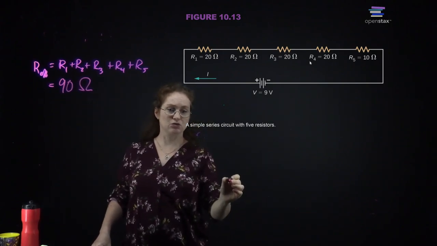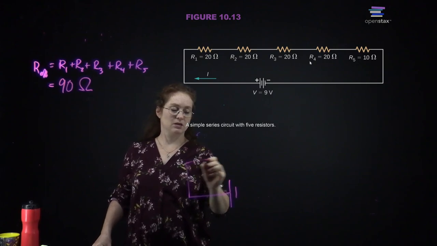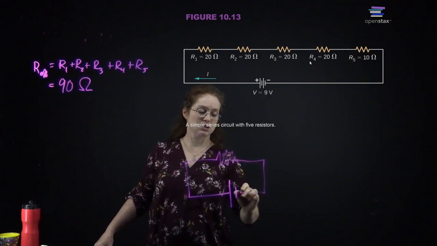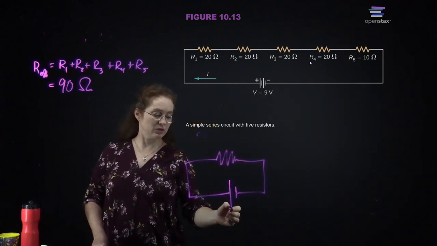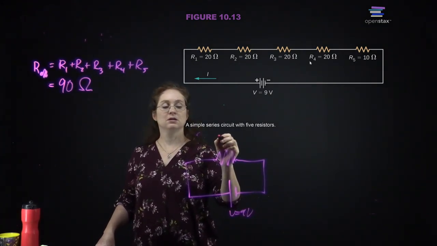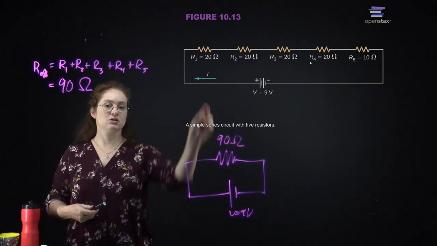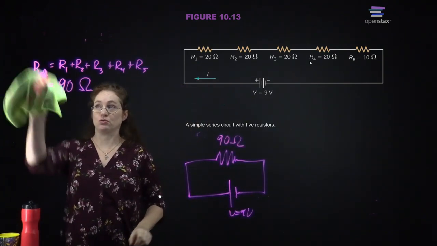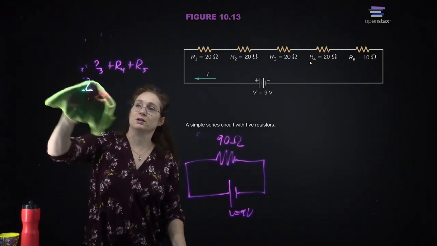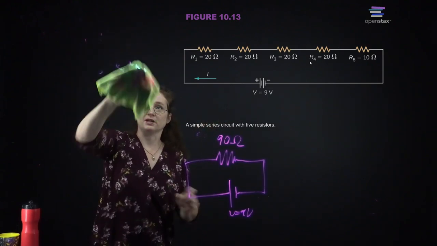And then I can redraw this. Remember, I am lazy, so I usually do not draw the more elaborate voltage source. This is equivalent to a circuit with a 9-volt battery and a 90-ohm resistor. So these two circuits are going to have the same current through them. If you had that battery hooked up, it's going to last as long whether it's hooked up to this circuit or that circuit.